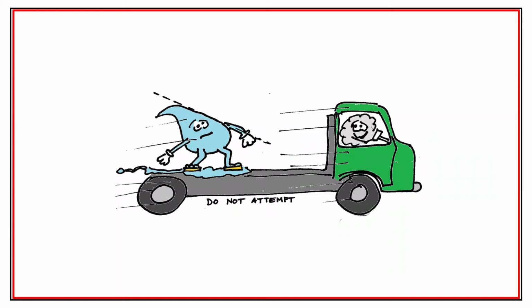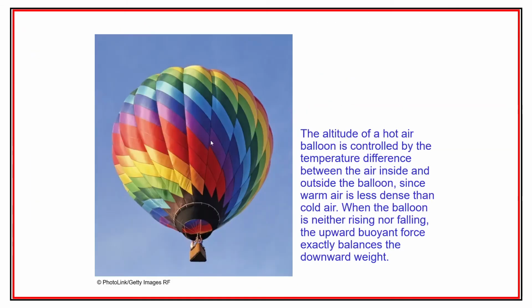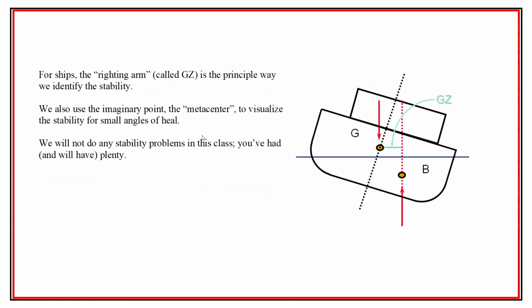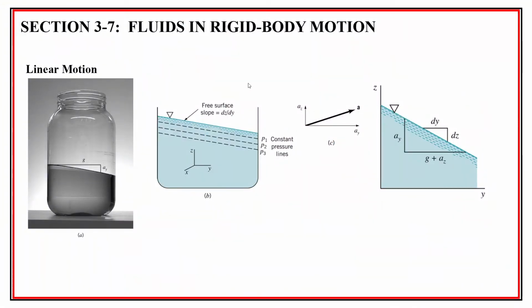Okay, so we're going to deal with fluids in rigid body motion right here, as shown in this silly cartoon, where when we accelerate a body of liquid, it will generate a free surface that's influenced by that acceleration. And that's related to the pressure gradient equations that we've seen previously here.